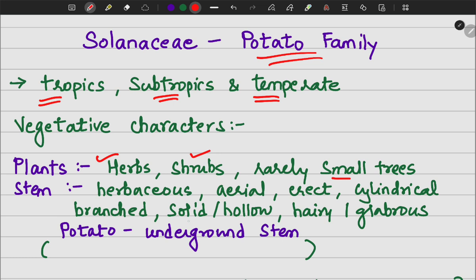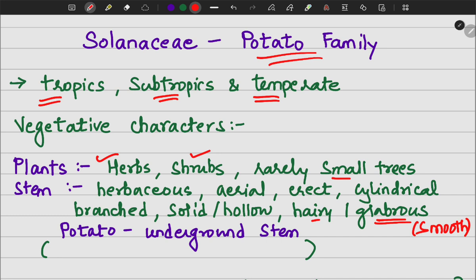A solid stem is that stem which is completely filled with tissues, whereas the hollow stems have some space inside them where no tissues are found. So the stem could be solid or hollow, and it could also be hairy or glabrous. Glabrous means smooth. So the hair could be present or absent on the stem. And since we are talking about the stem, there is one special type of stem which is the underground stem, and the example is potato.